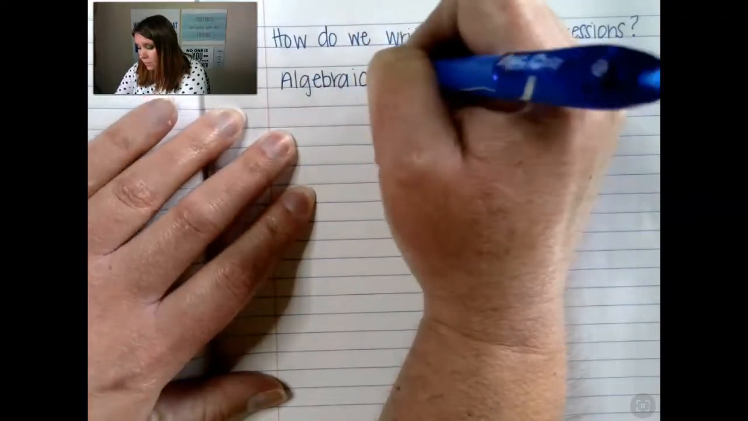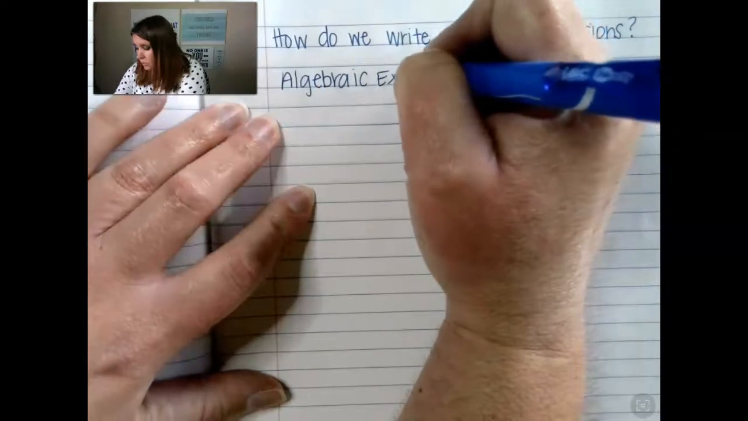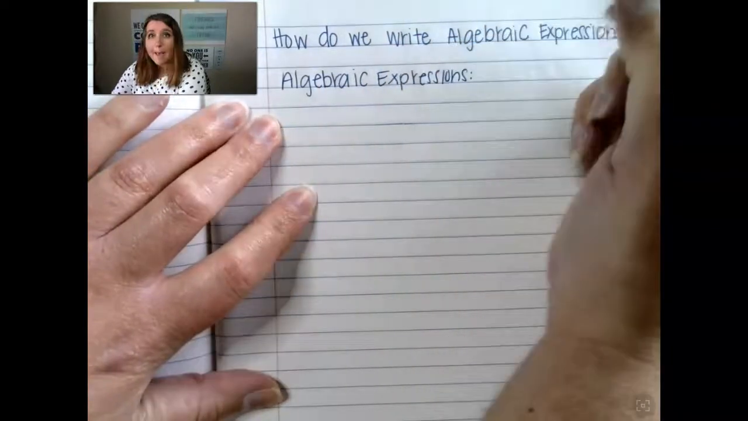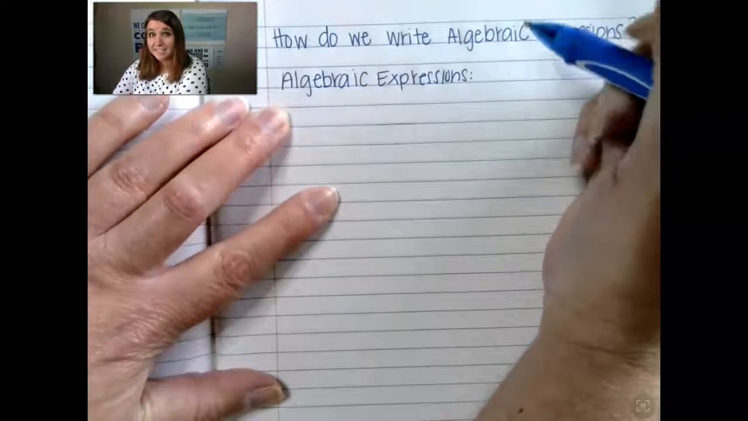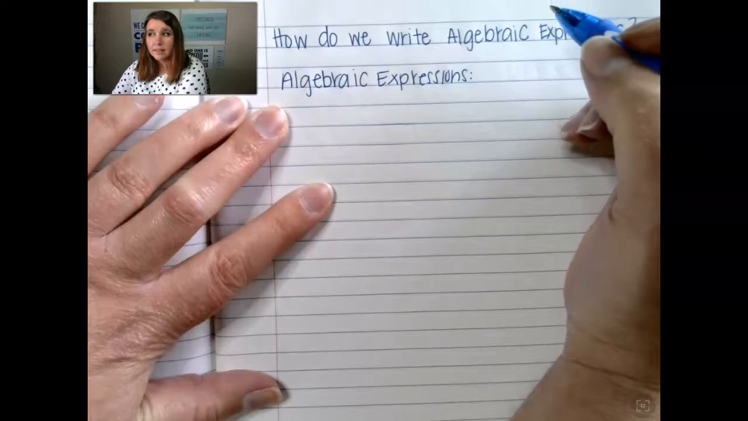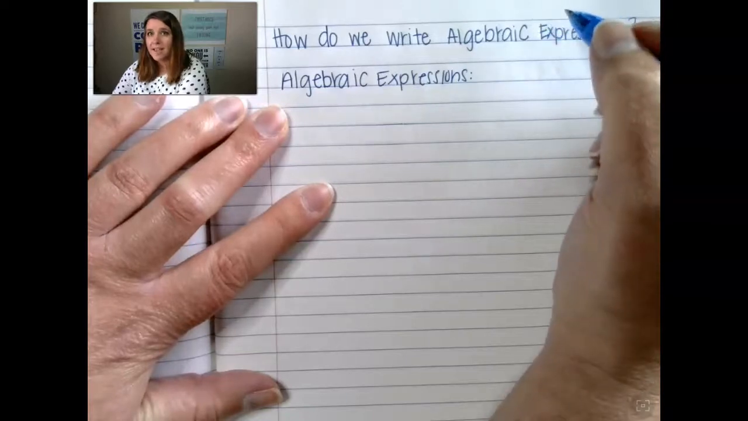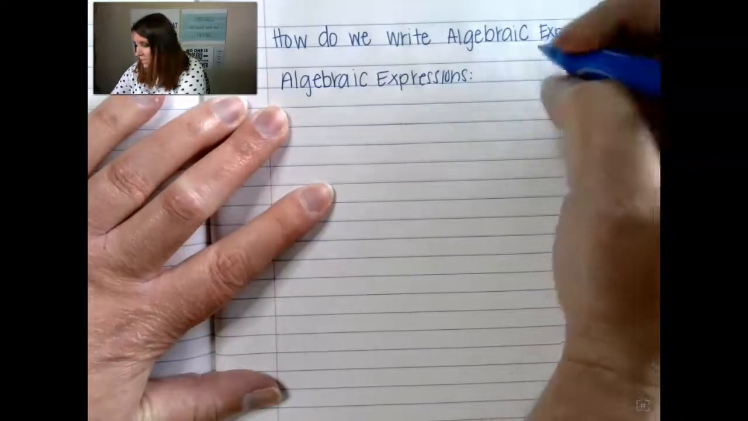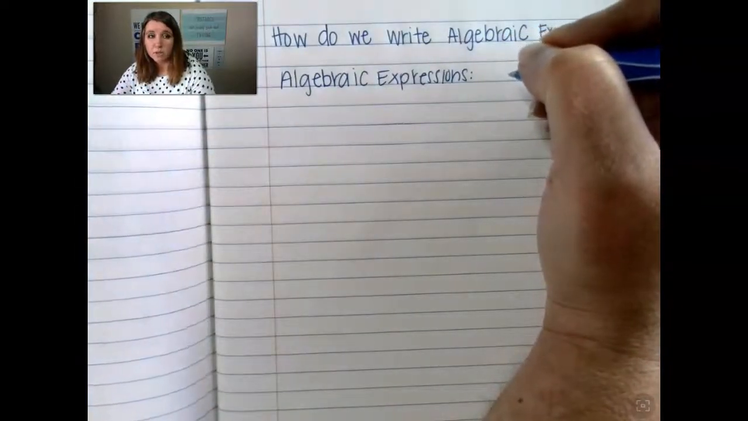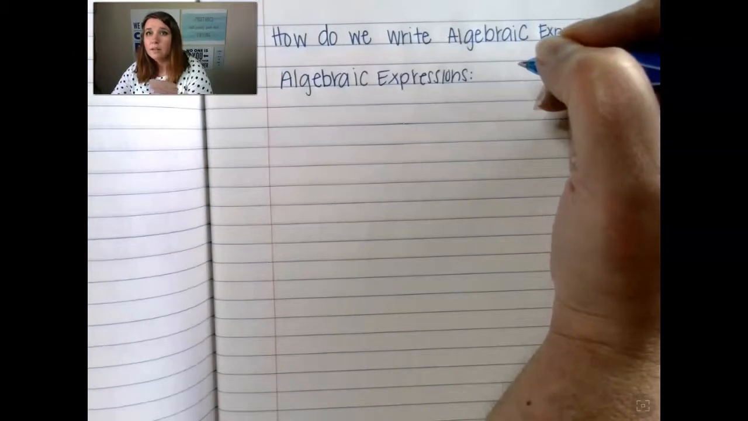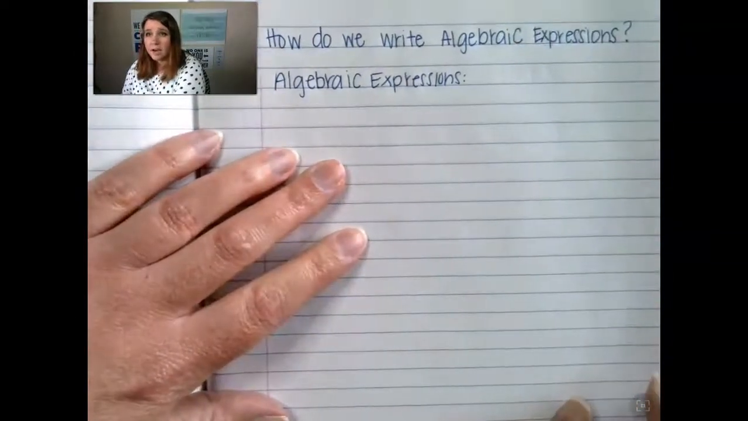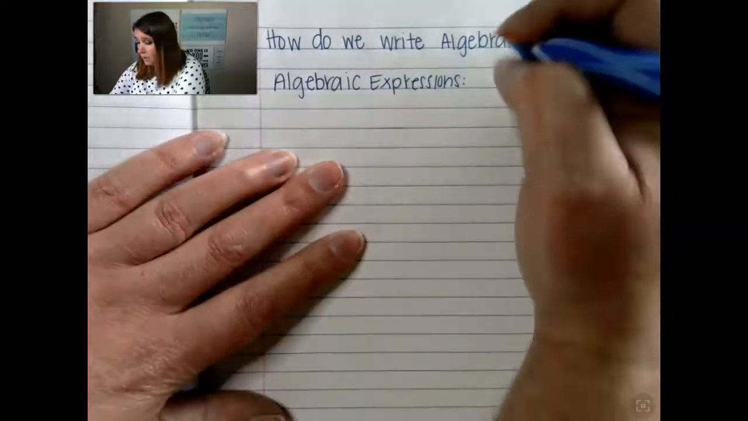I can never spell this. Algebraic expressions are math sentences that have numbers, letters, and operations. Okay, so we're building on numerical expressions from our last section where it was just numbers and operations to algebraic expressions now.